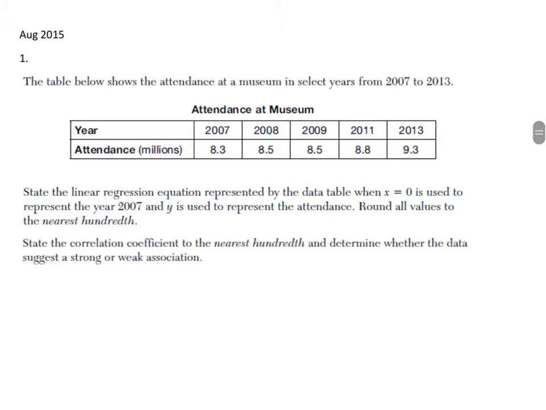So we know a few things over here. They want us to write 2007 as 0. So let's put those in. And then 2008 as 1 and 2 and 3 and 4. This is how they want you to enter the X values. And then the Y values are the attendance in millions. And they want you to round off to the nearest hundredth.